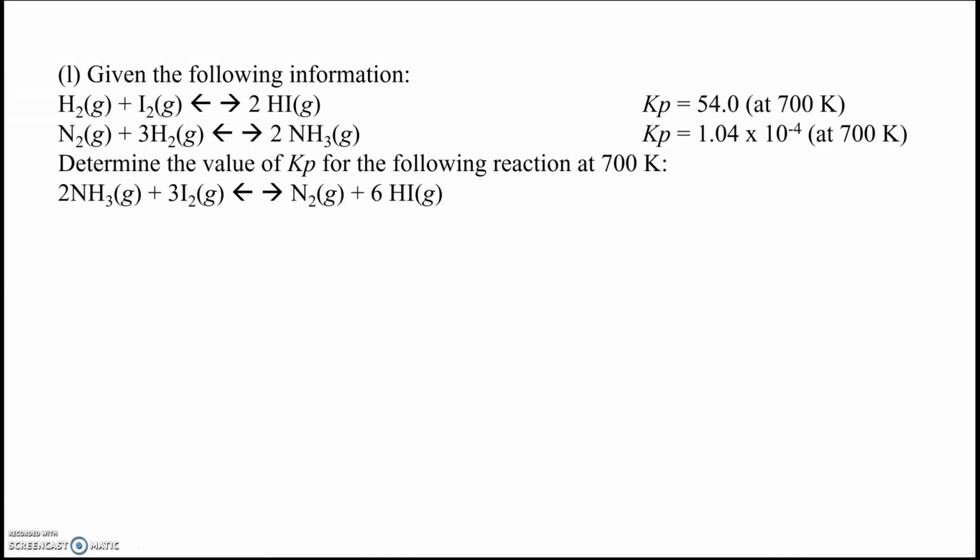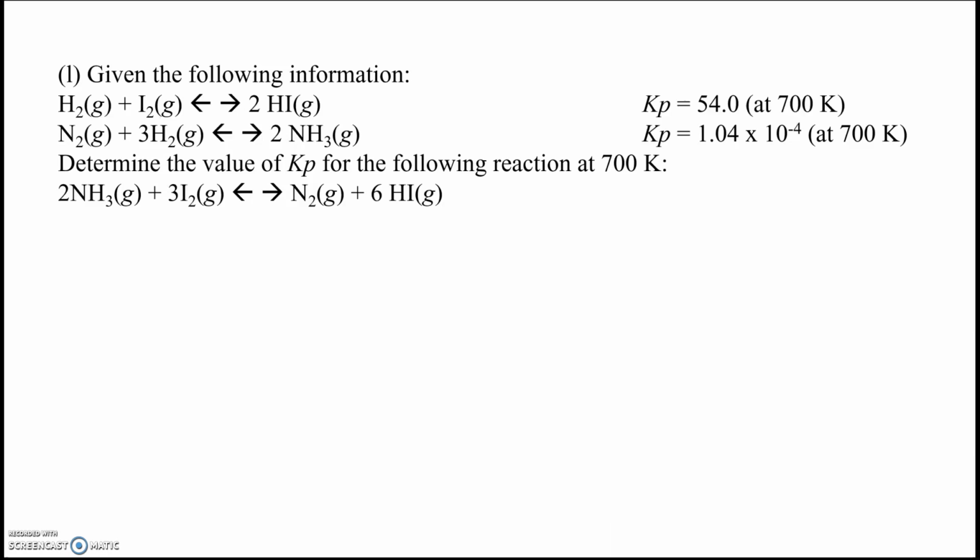All right, this is video number 3 in equilibrium. We're looking at question L. They give us a couple of reactions and a couple of equilibrium constants, and we need to determine the Kp for the following reaction at 700 degrees Kelvin. And you can see that this is kind of a takeoff on a Hess's law problem.